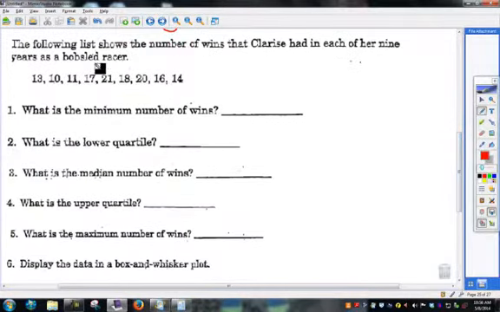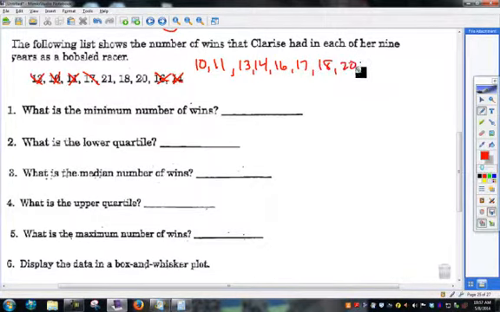Okay, here we go. The following list shows the number of wins that Clarice had in each of her 9 years as a bobsled racer. Okay? The first thing you should always do whenever you're given data like this is put them least to greatest. So let's do that now. 10, 11, looks like 13, 14. Cross these off. 13, 14. Next it looks like 16, right? 16, 17, what's next? 18, 20, and 21.